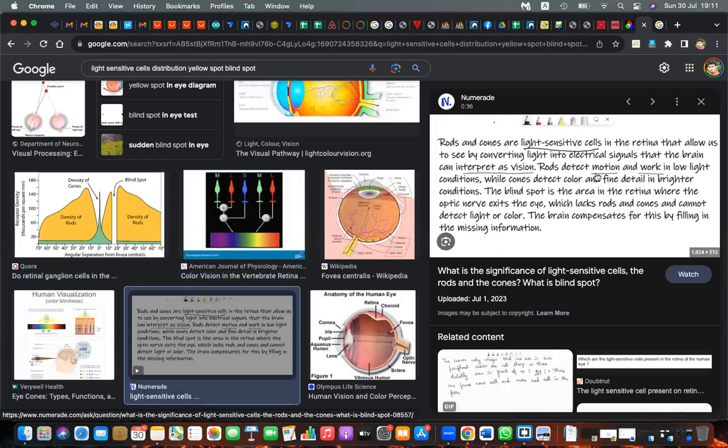Rods detect motion and work in low light conditions, while cones detect color and fine detail in brighter conditions.